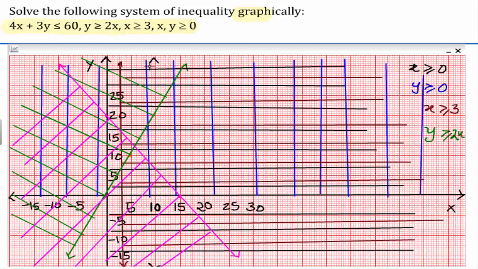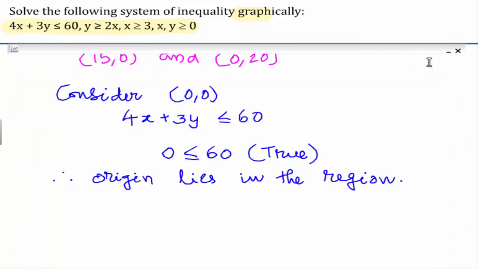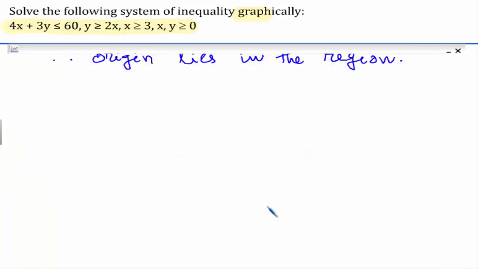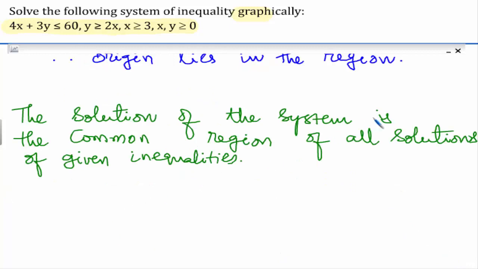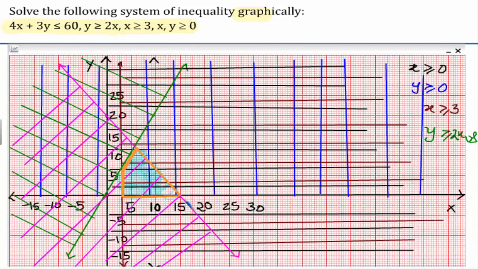So we have to select the region which is common for all the 4 inequalities, in fact all the 5 inequalities. Now this is the area where all the 4 lines, in fact 5 lines, are present. So we can write the solution is a common region. So the solution of the system of inequalities is the common region of all the solutions of the given inequalities. Those points lie in this region.